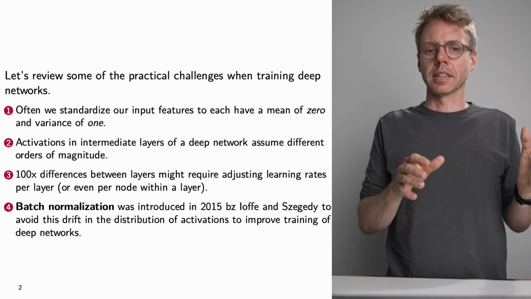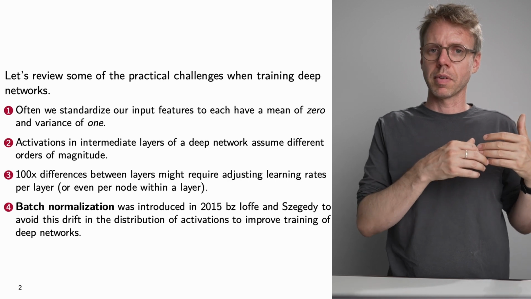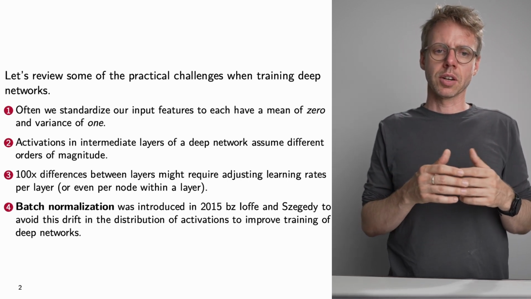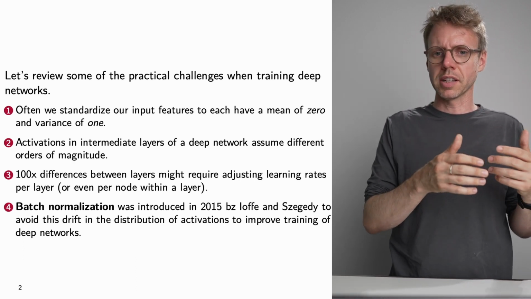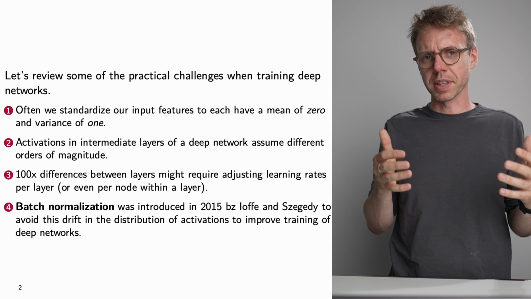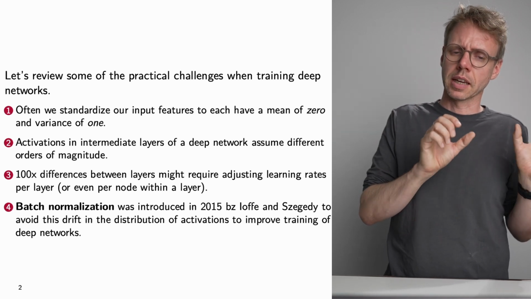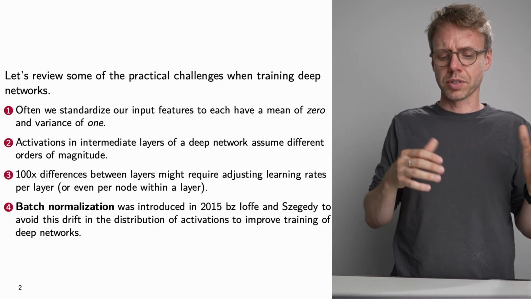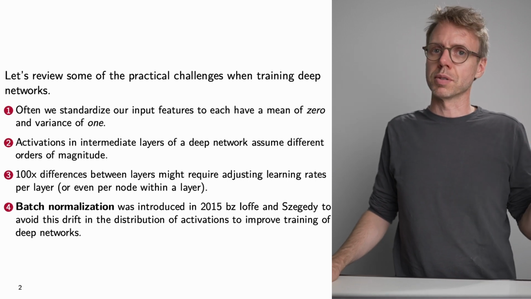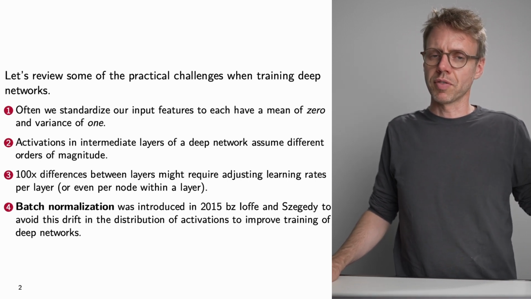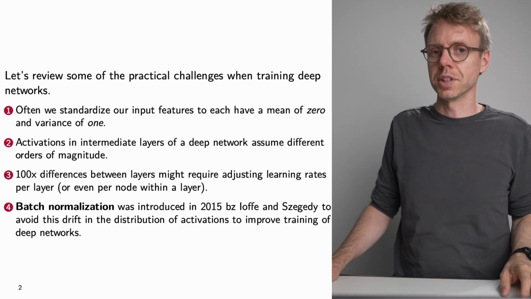It is a problem that the activations that are generated between layers can vary by orders of magnitude. And obviously, if you look at, say, 100x differences between two layers, you might want to do something about it. For example, adjusting the learning rate. Now, that is not practical. And batch normalization was introduced by Ioffe and Szegedy to avoid this drift in distribution by modifying the values of the activations and thus improve training of neural networks.